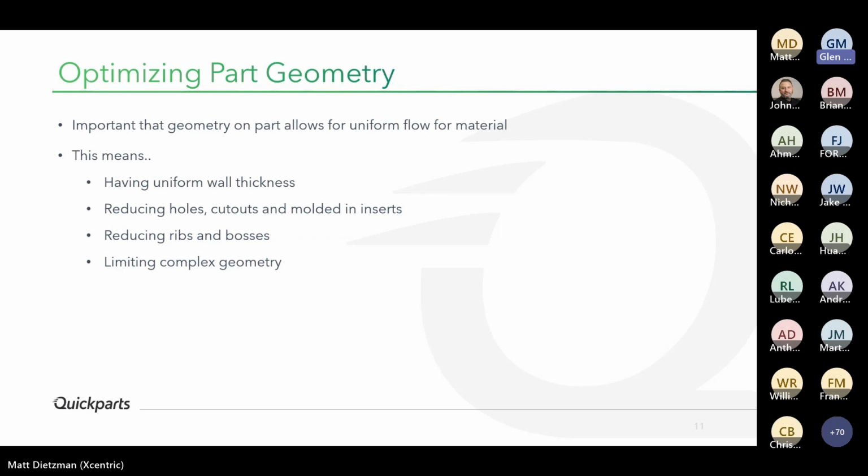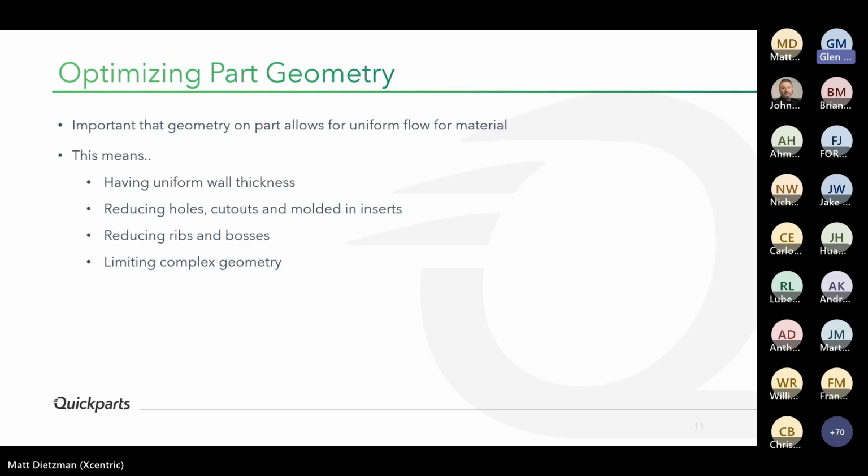Plastic likes to flow through the same type of wall thickness. You run into issues when you go from thin to thick, back to thin, and restrict the flow. It creates all sorts of issues here. For knit lines in particular, reduce the number of holes and cutouts. It can be rectangular openings for a screen, anything like that.